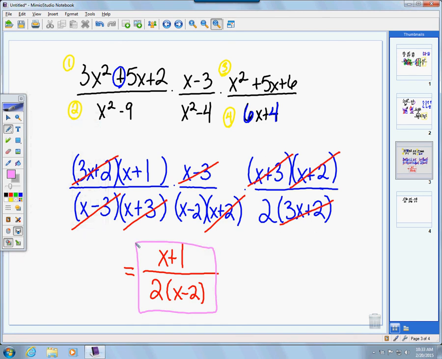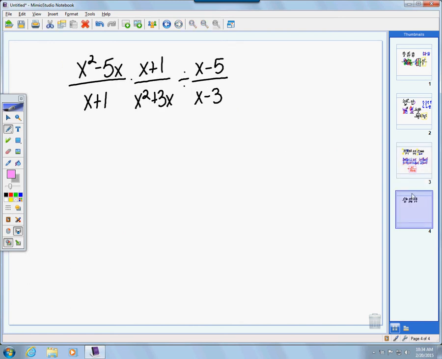Since everything is already factored, we can clearly see in this case that nothing else can be reduced out. I don't have a 2 in the numerator and in the denominator to cancel out. I don't have an x plus 1 in both numerator and denominator to cancel out. And I don't have an x minus 2 in both numerator and denominator to cancel out. So that is why this is my final answer. I've reduced it down as far as I can.